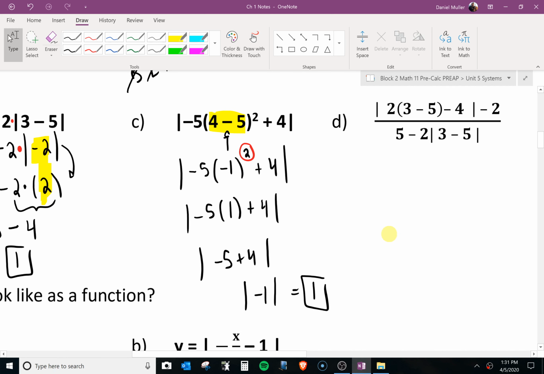Perfect. So again, the order. We had to do inside, we had to do the brackets first. Then we did the exponent. Then we did the times. And lastly, we did the addition.